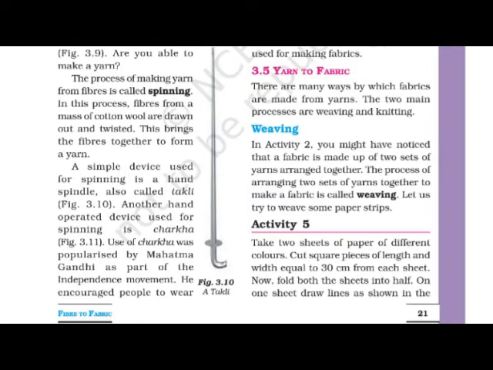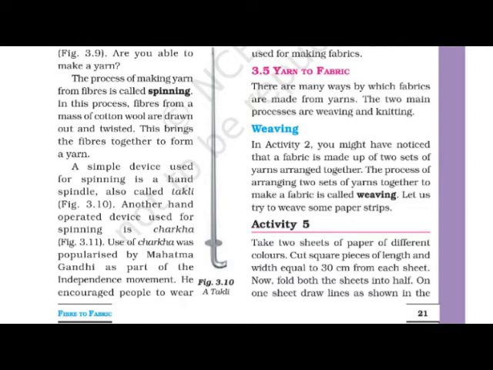how to weave some paper strips. Okay, let me try to weave some paper strips. For that purpose, we are going to conduct activity number 5. See what is activity 5. Take two sheets of paper of different colors. Cut square pieces of length and width equal to 30 cm from each sheet.